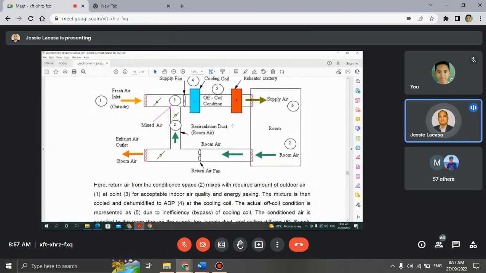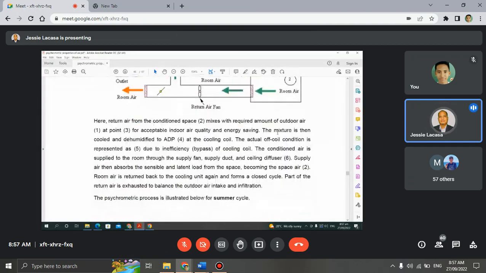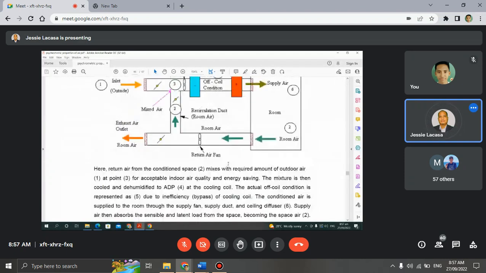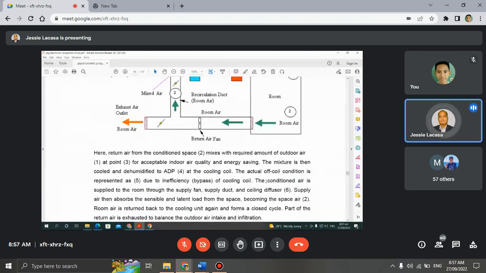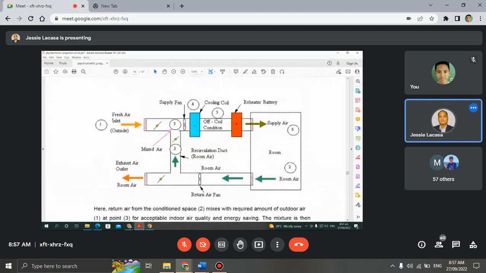Okay? So that is the reason. So the mixture is then cooled and dehumidified to EDP. So EDP is here at the cooling coil. So the actual off-coil condition is represented as 5 due to inefficiency.